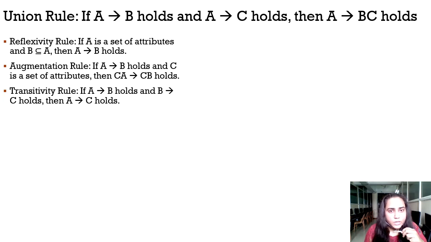So let's go ahead and prove the union rule. The union rule is: if A determines B is true and A determines C is true, then A determines BC must be true. And we are going to prove this using these three rules given right here: reflexivity, augmentation, and transitivity. And you can only use these three. You cannot use anything else other than these three. So using these three, we are going to prove this particular equation.